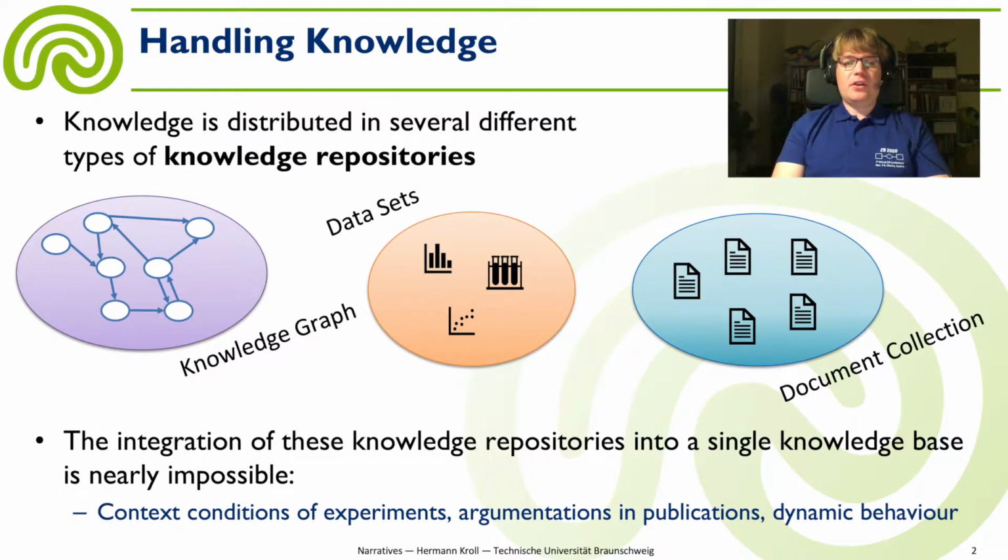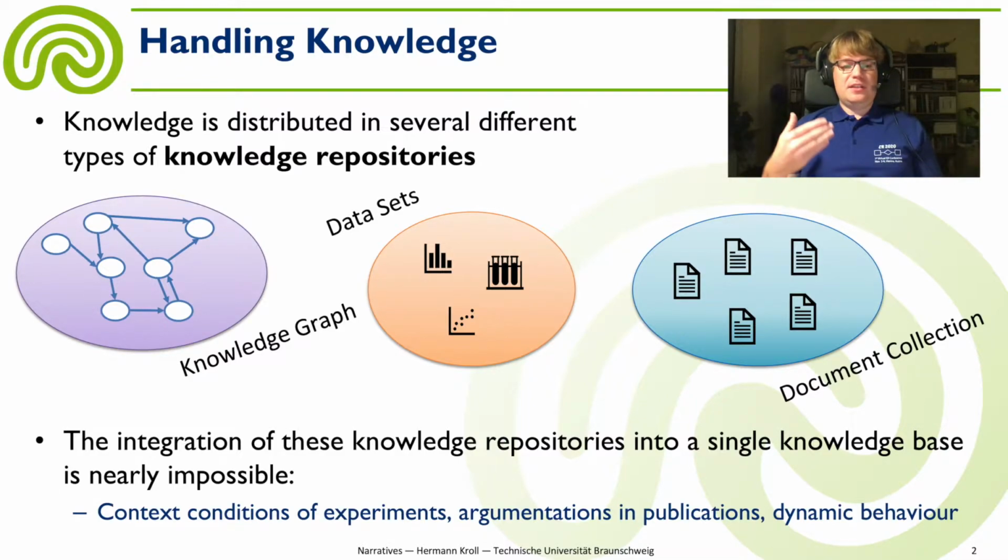So today, knowledge is distributed in several different types of knowledge repositories. There are knowledge graphs, there are data sets, there are document collections, and there are many more different types of knowledge repositories. Each type has a specific use case and application. For example, knowledge graphs are large collections of facts, while data sets contain experimental data. And one dream today is to integrate these different types of knowledge repositories into a single knowledge base.